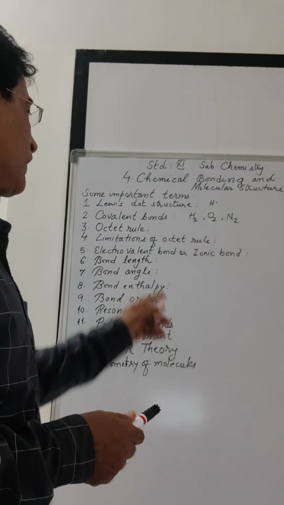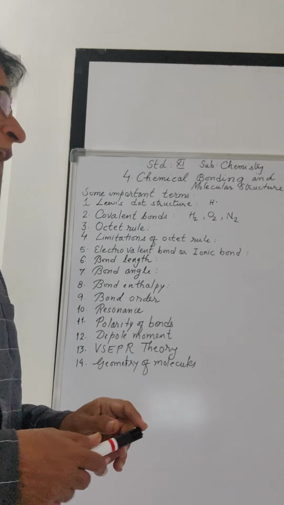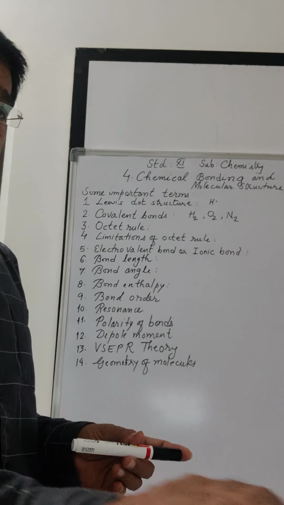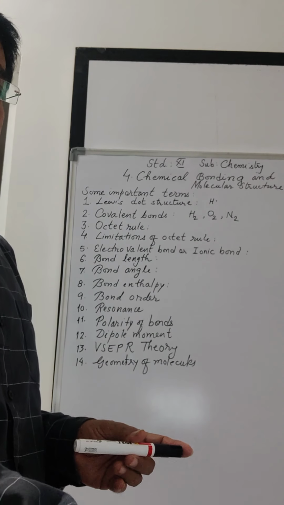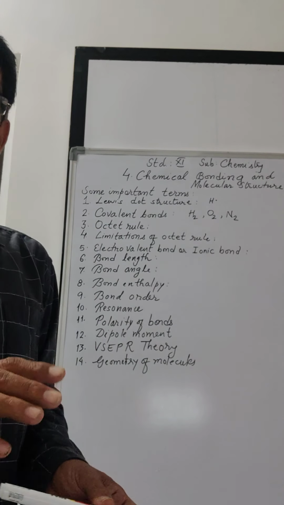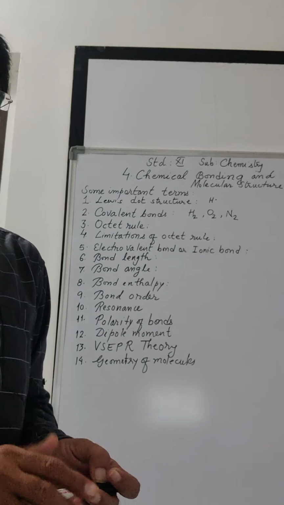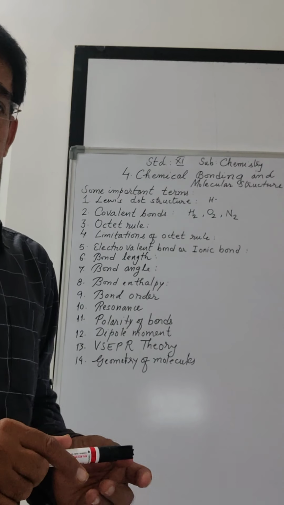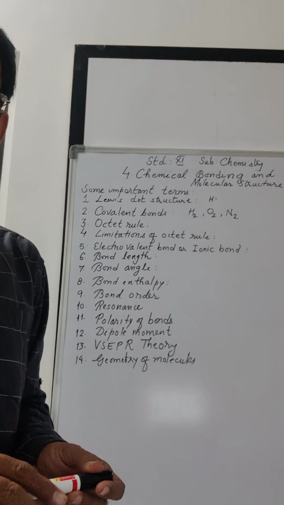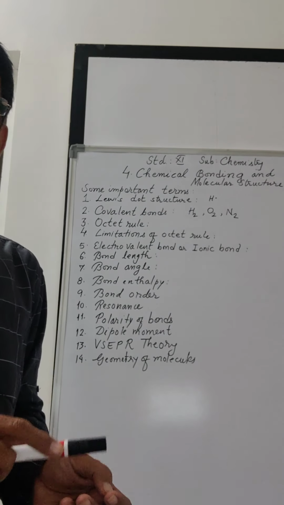Now, after limitations of the octet rule, the new topic is electrovalent bond or ionic bond. The chemical bond formed as a result of transfer of electrons from one atom, electropositive, to another atom, electronegative, is an ionic bond.